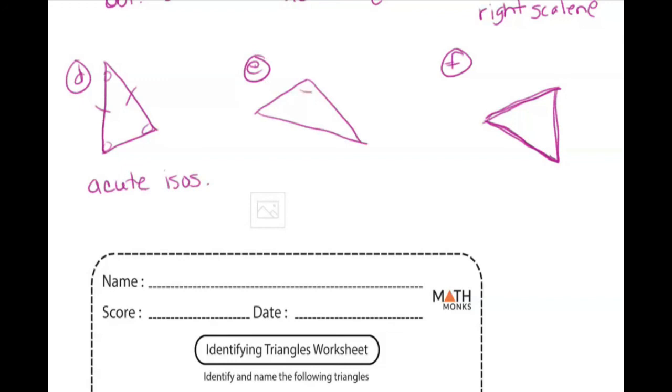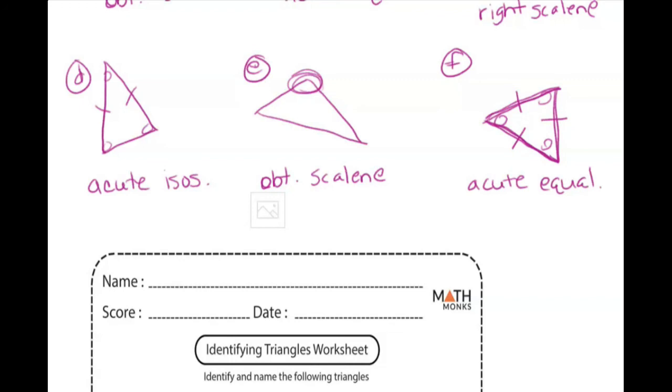In part E, that angle looks big, looks bigger than 90 to me. So this would be an obtuse triangle. And it looks like the sides are all different. So I'm going to say that this is an obtuse scalene triangle. And for part F, look at all of these angles. They look less than 90. So it's going to be an acute, and I think that the sides look pretty well the same. So I'm going to say this is an acute equilateral triangle.